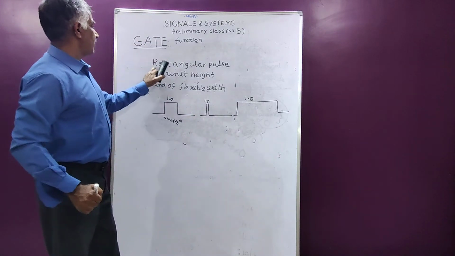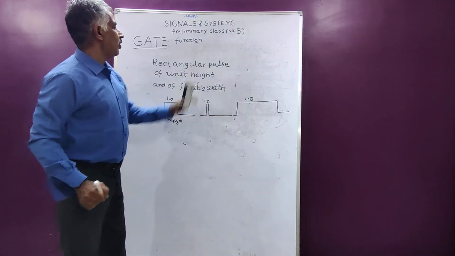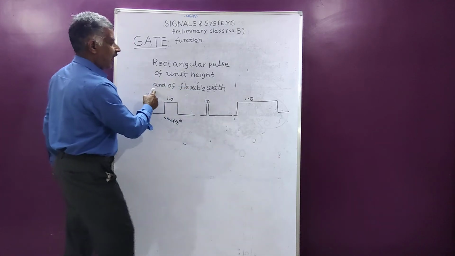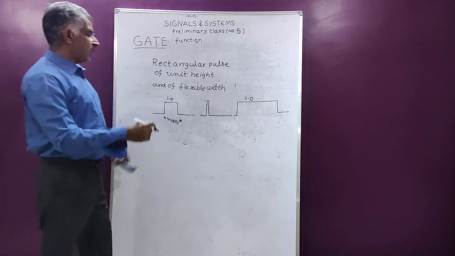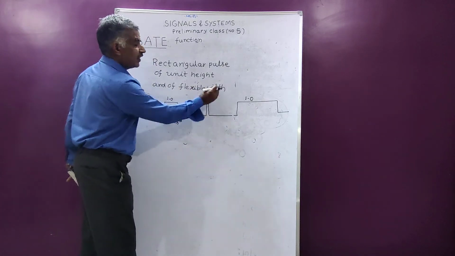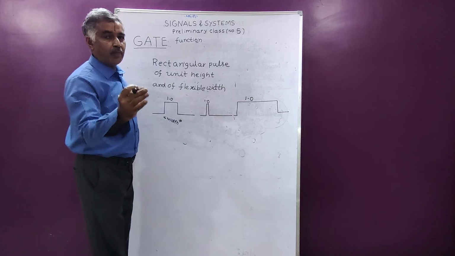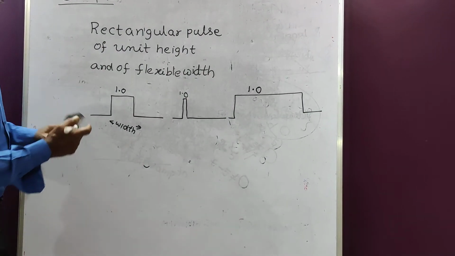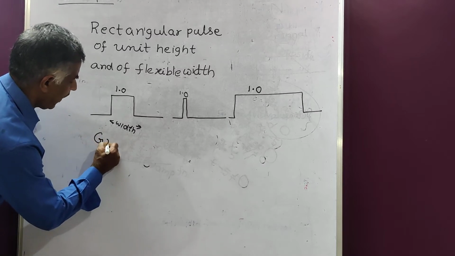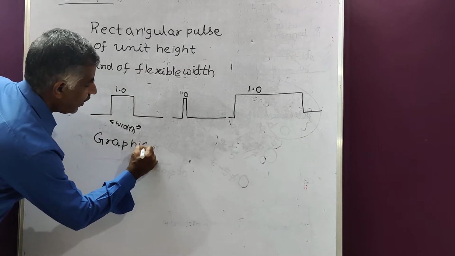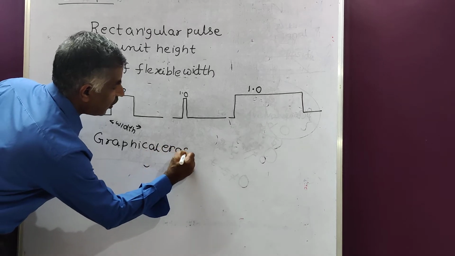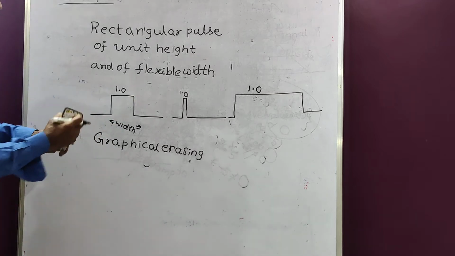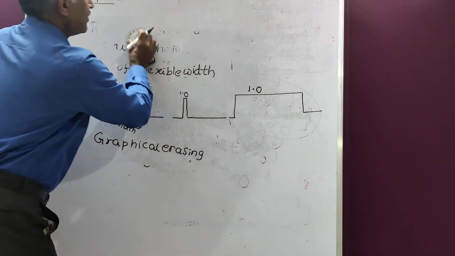So what is a gate function? A gate function is a rectangular pulse of unit height and of flexible width. In problems, we vary the width of the pulse. It all depends on the problem. So in the next class, I will take up how to do graphical erasing. I will give just an introduction to graphical erasing by giving this example.